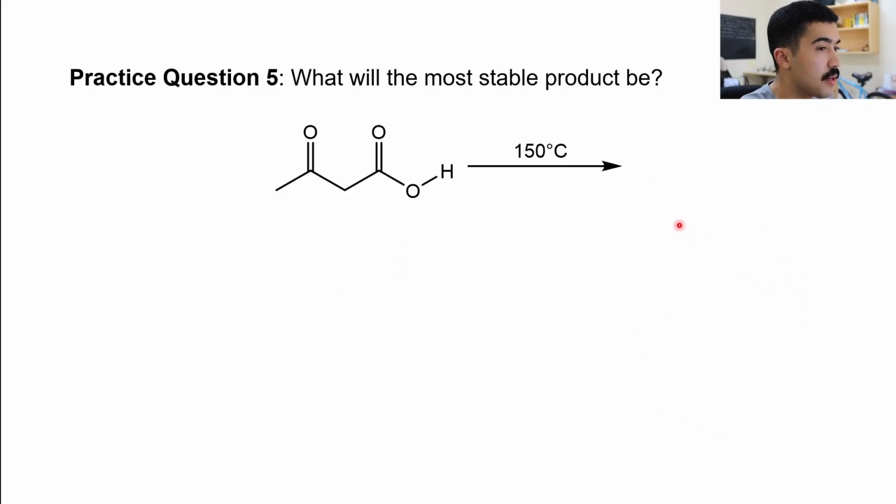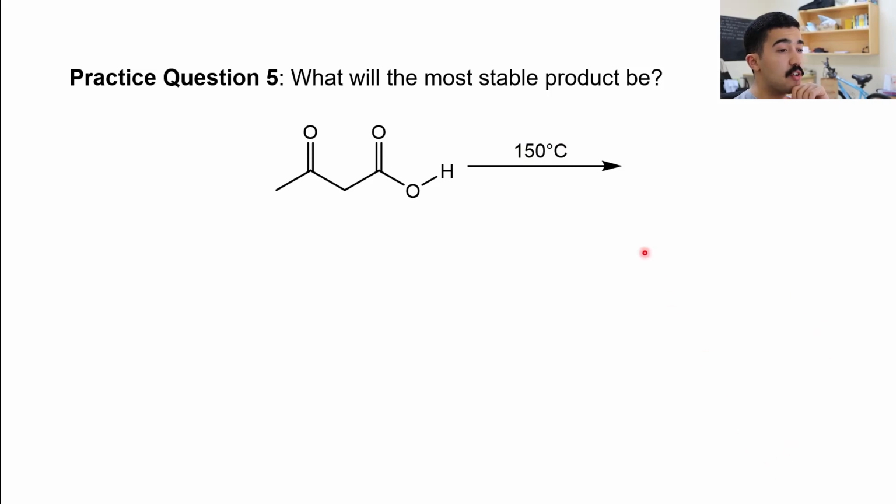Now the next question is question 5, and it says, what will the most stable product be? So we have some sort of, okay, we got a ketone over here, we have a carboxylic acid over here, and we're heating it, okay?